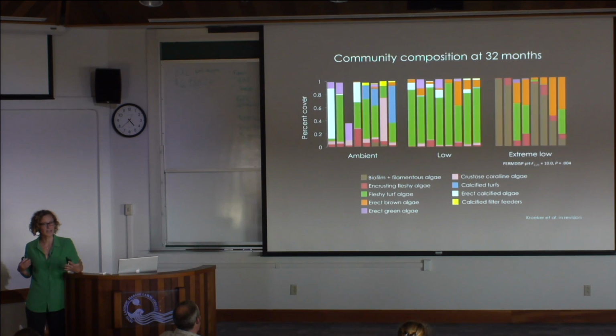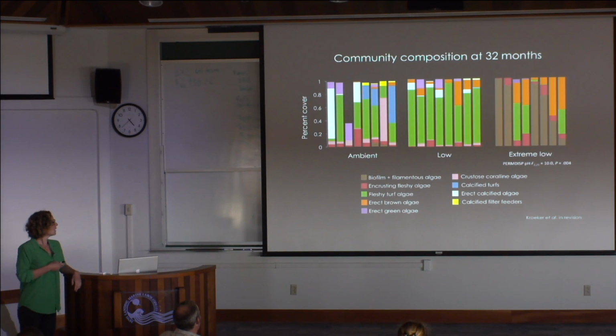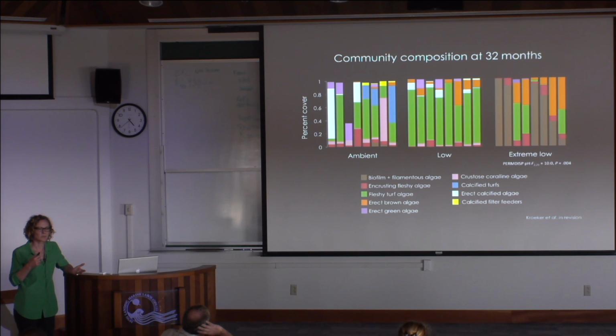So again, I'm going to jump to the very end. This is after about 3 years. What I'm showing you here are individual plots in each of the pH zones. Each bar represents a single plot, and the composition of the community in that plot is represented by the different colors. For example, fleshy turf algae is shown in green. The first thing I want you to see is that we have a lot of variability in the ambient pH zone. There are a lot of colors here. Each of the plots was a little bit different from one another. This is in contrast to the low pH zones, where we saw this really heavy dominance by the fleshy turf algae, like we saw in the tiles.